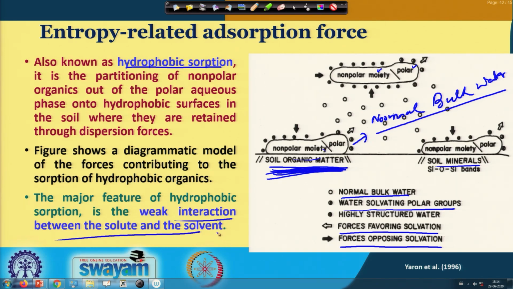The major feature of hydrophobic sorption is the weak interaction between the solid and the solvent. Obviously, here the solvent is the water, normal bulk water, and the solute is the nonpolar moiety or organic pollutant. So, there is a very weak interaction between them.